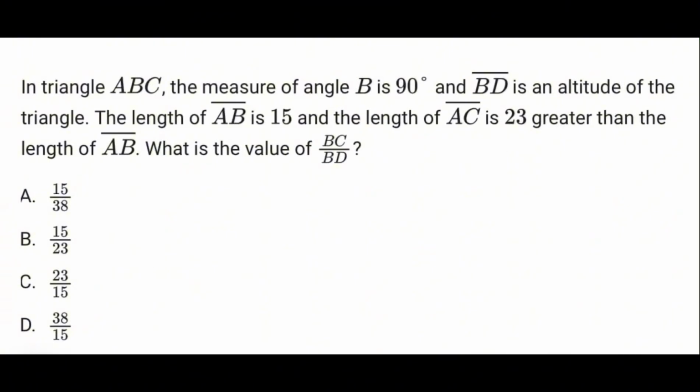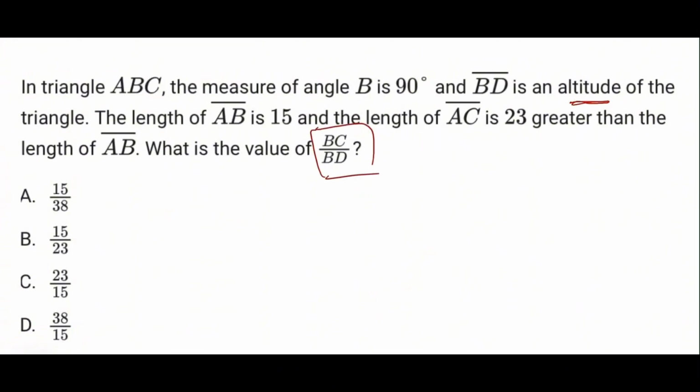So in triangle ABC, the measure of angle B is 90 degrees and BD is an altitude of the triangle. I'll show what that is later. So the length of AB is 15 and the length of AC is 23 greater than the length of AB. So it's asking for the value of BC over BD.